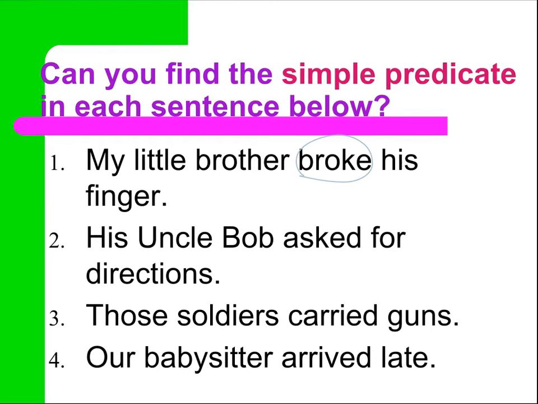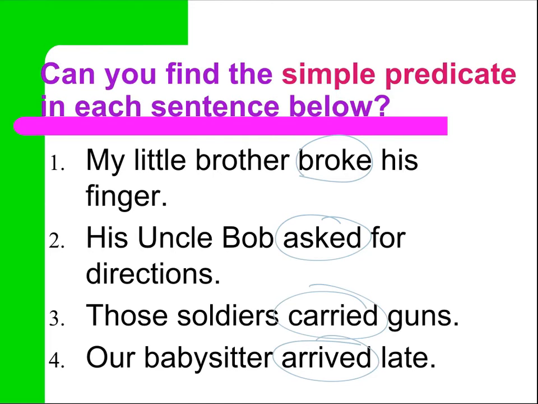For sentence 2, his Uncle Bob asked for directions. What is his Uncle Bob doing? He asked. In number 3, what are those soldiers doing? They carried. And our babysitter? She arrived. The complete predicate would include extra words, words that help describe or give more information.